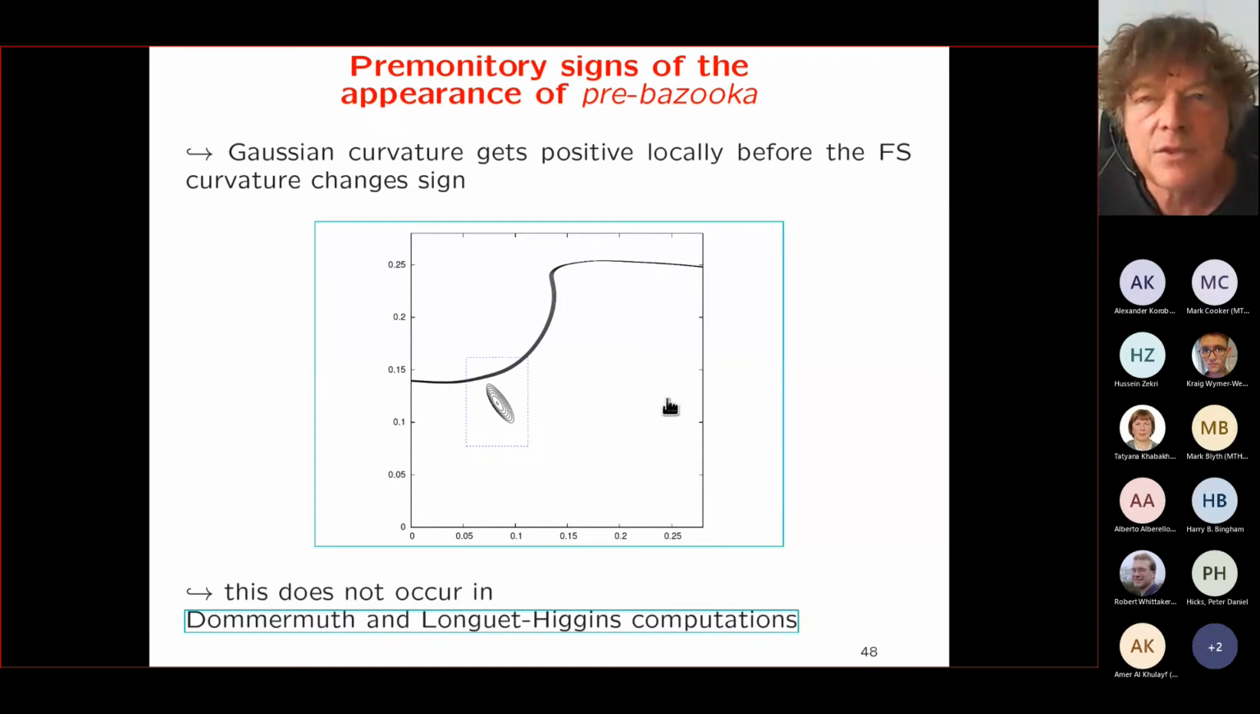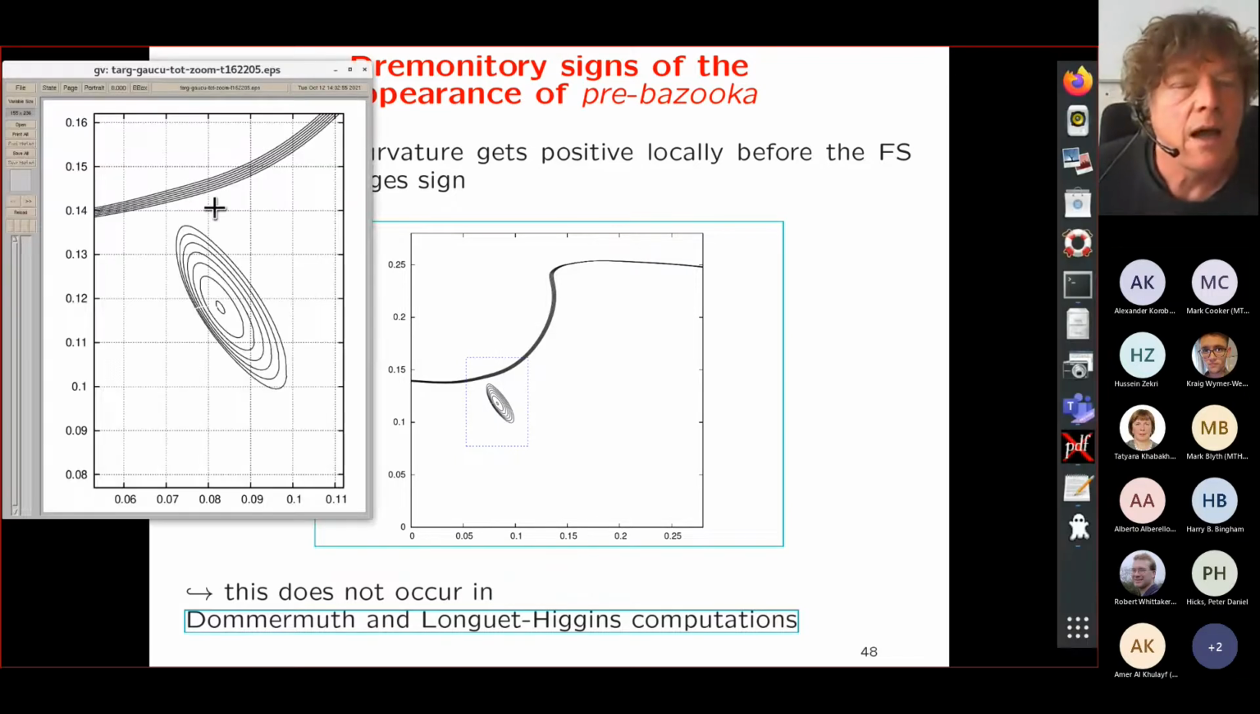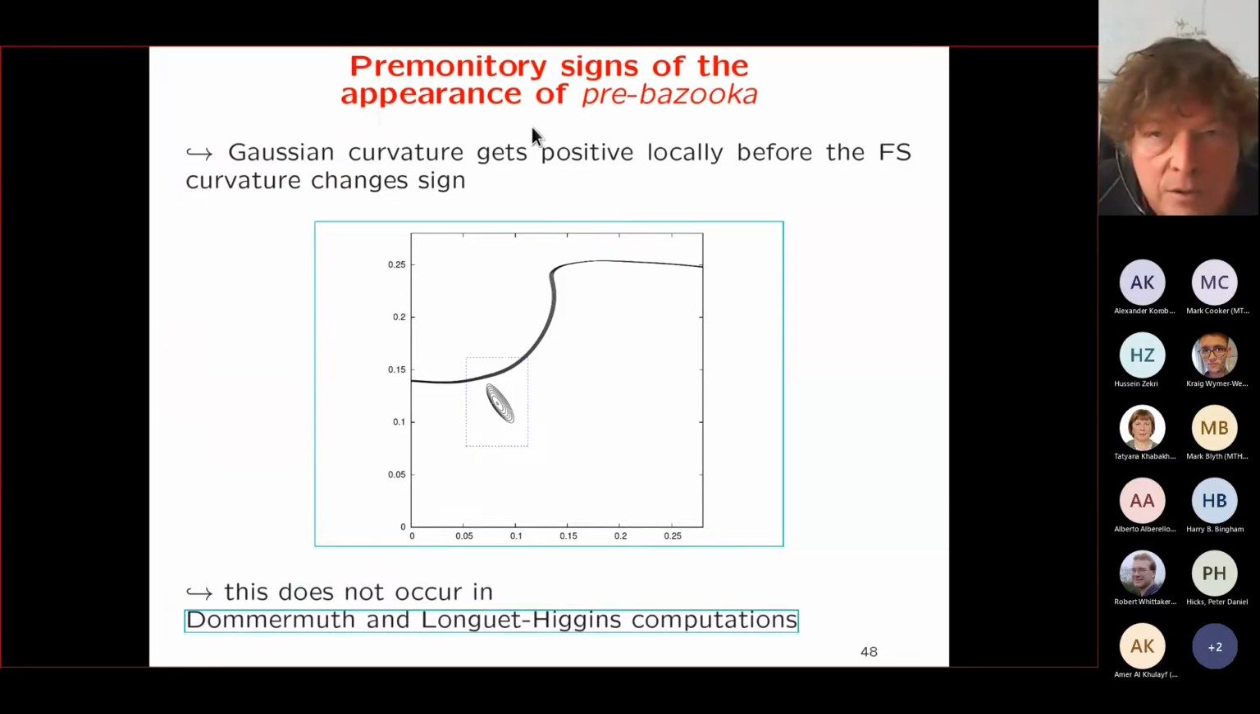Finally, I will recap what I have shown during the simulation. This is the stage of the free surface before the appearance of the local growth here, the pre-bazooka, as I called it. And here is the increasing region where the Gaussian curvature is positive. You see that this is a closer view within the dashed blue line, starting from one point and increasing up to the point where this region will hit the free surface. And indeed, this can be considered as a premonitory sign of the appearance of this pre-bazooka or local growth of the free surface.